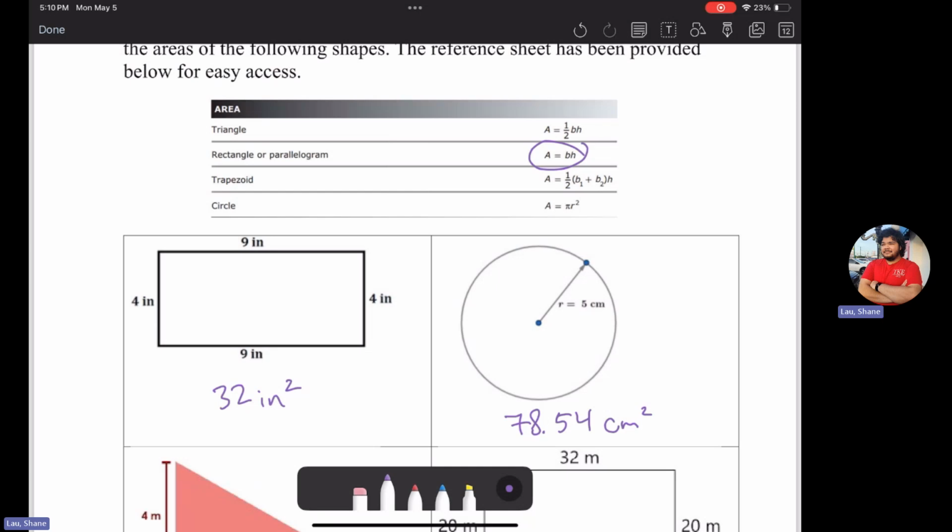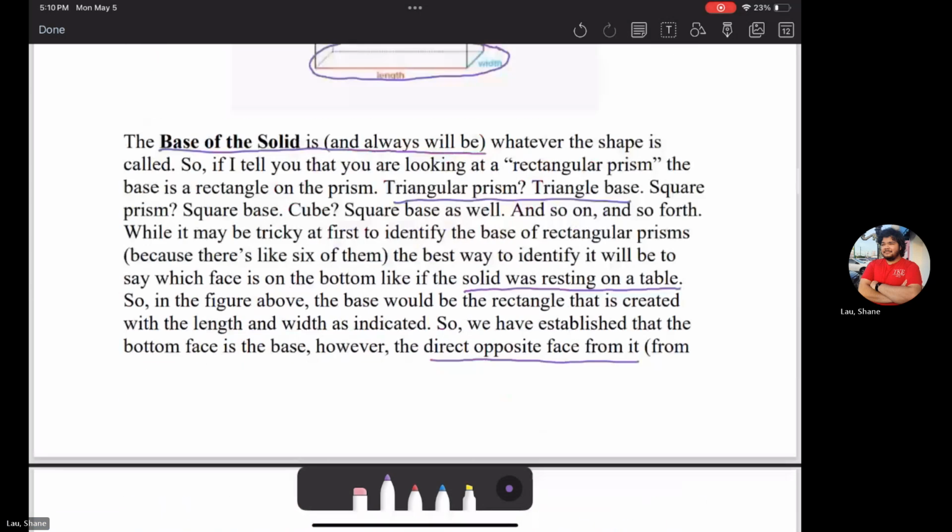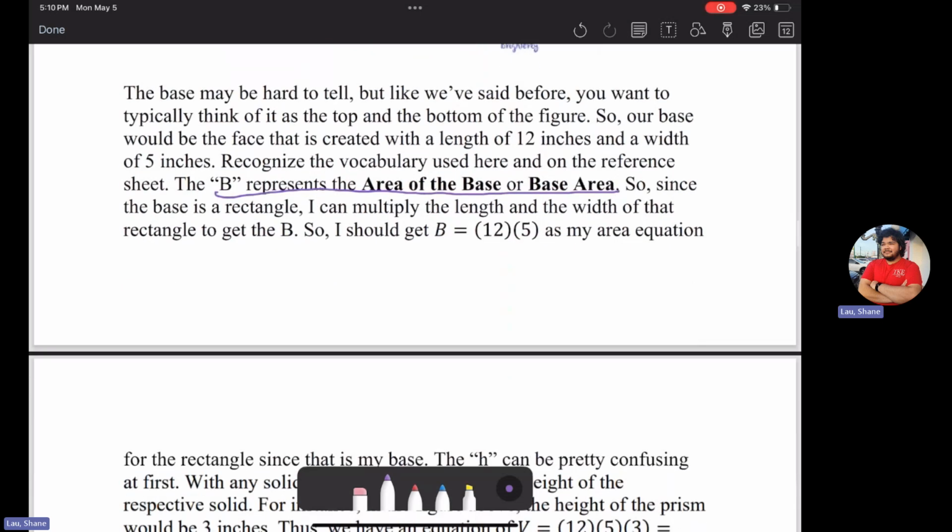Now, we don't usually say base times height for a rectangle. We more likely are going to say area equals the length times the width, because it makes more sense, but you may see it as base times height as well. But more on this height situation later on. And by later on, I mean right now.